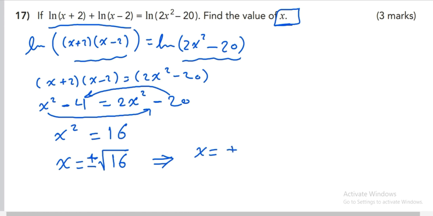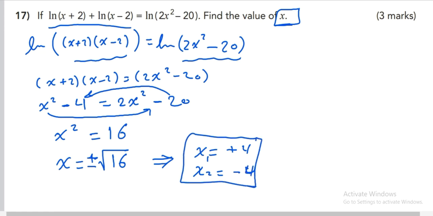So x equal positive 4 or x equal negative 4. And this is the final answer. But what is the difference between the solution of this equation and the values which are accepted to be values for x in this expression?